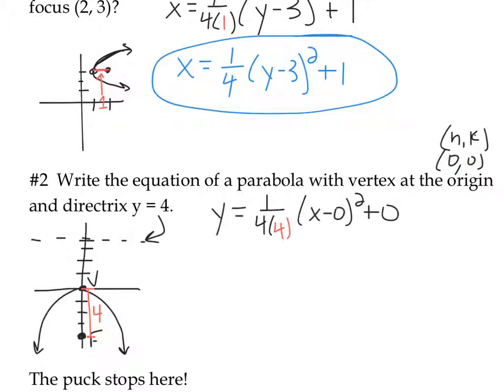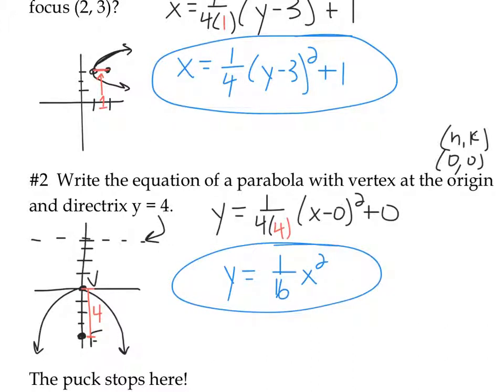Okay. So now I can do some simplifying, especially with those zeros there. I'm going to have y equals 1 over 16 x squared. X minus 0 is just x. You don't have to write the plus 0 either. That would be our equation for that parabola. Again, the focus and directrix are important for helping you know what the p-value is in terms of writing the equation.